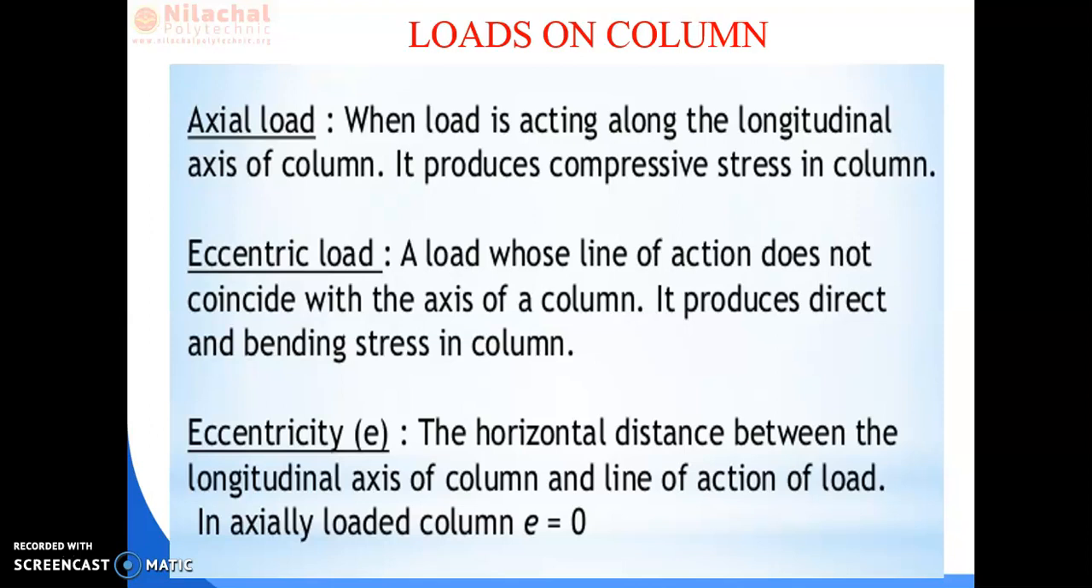Then eccentric load. If the line of action of the load does not coincide with the axis of the column, then that is known as eccentric load. It produces both direct and bending stress in the column.